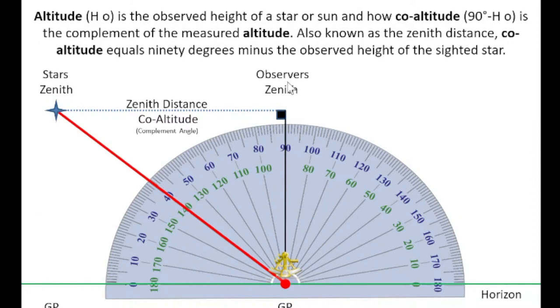Altitude, height observed, is the observed height of the star or sun, and co-altitude, 90 degrees minus height observed, the elevation angle, is the complement of the measured altitude, also known as the zenith distance. Co-altitude equals 90 degrees minus the observed height of the sighted star. Whenever you hear them squeal when we say 90, this is why. So now you've got the first part already measured. Now I'm just highlighting the second part, the complement, the angle, the co-altitude, the zenith distance. Next.